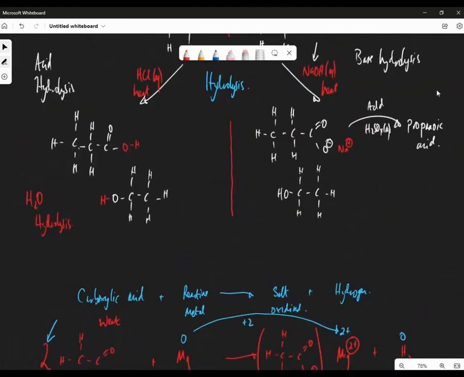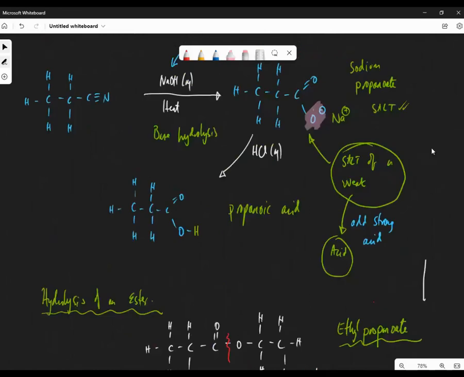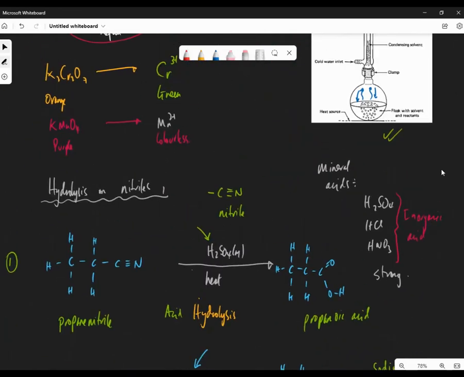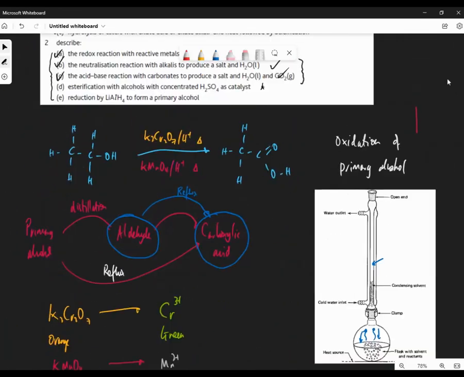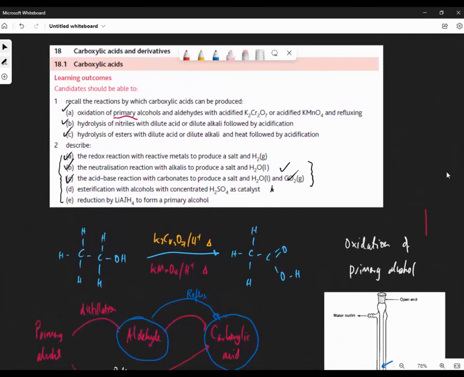Right, now let's go all the way up to the top and make sure we've covered everything. I'm pretty sure that's it now. I don't know how long the video is, but it's taking the place of a lesson, so we've saved time in class. Have we done everything here? Esterification, yes, we've done that. And have we done reduction to form the primary alcohol? We've done that.